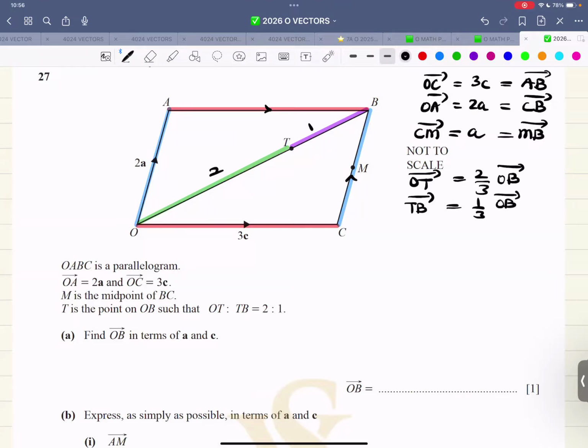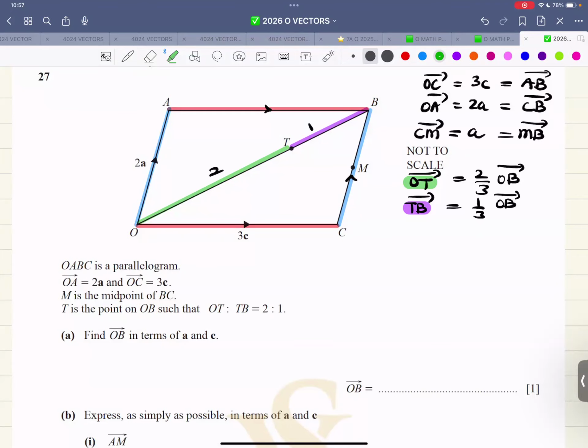Now, the last two vector statements that I have written so far, is this all good, all clear? 2 is to 1. The whole thing is 3. So the green one is 2/3 of the whole thing. The purple one is 1/3 of the whole thing. So that is the green one and that is the purple one. All good, all clear?